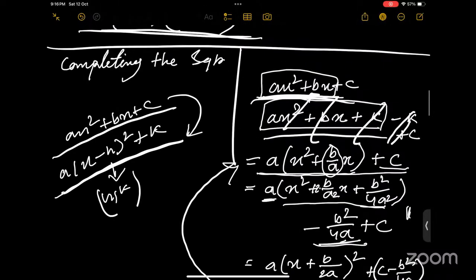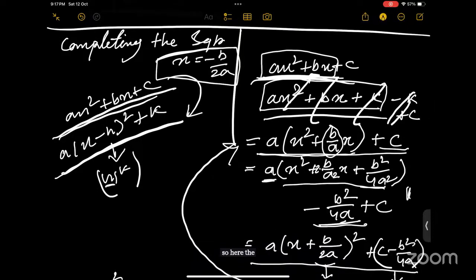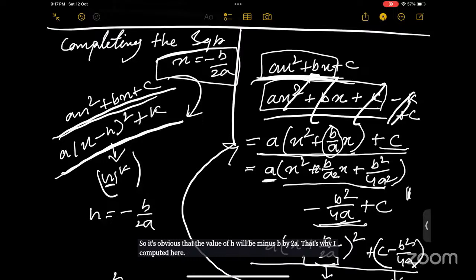So if you have this equation, we know the x coordinate of the vertex is minus b by 2a, right? So here the vertex is h. Obviously in both cases, the x coordinate of the vertex will be the same. So it's obvious that the value of h will be minus b by 2a. That's why I computed it here. This is our minus h, right? You can relate them.